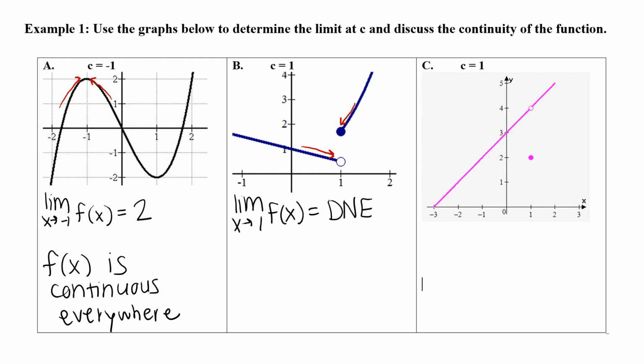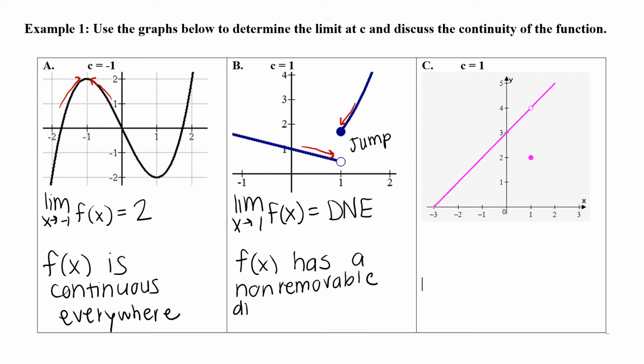To discuss the continuity of this function, we can see that we would not be able to graph this function without picking up our pencil because of this jump or broken graph. So we would say that our function f of x has a discontinuity, and specifically since it's a jump, we're going to call this a non-removable discontinuity at x equals 1.